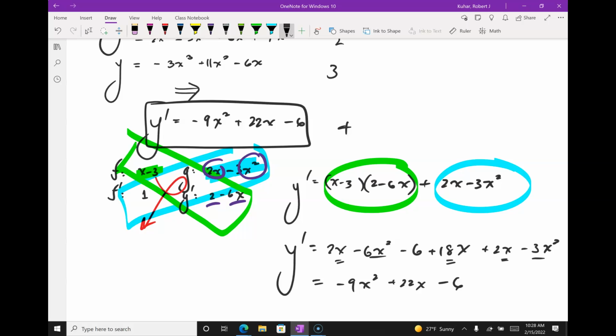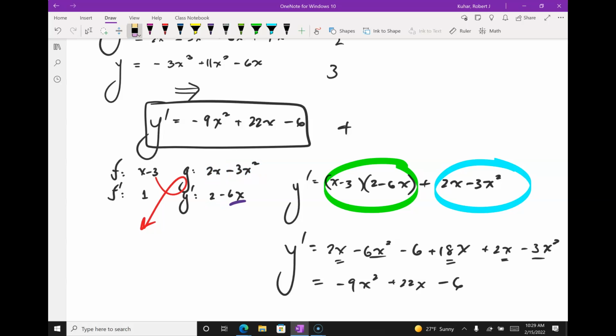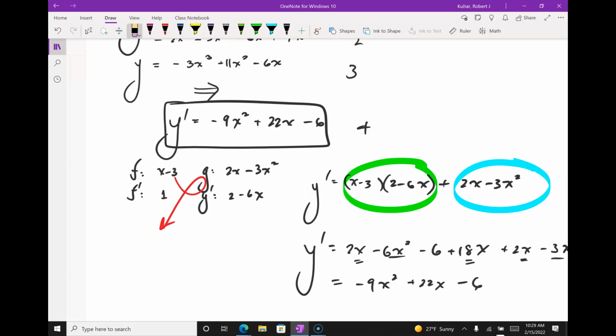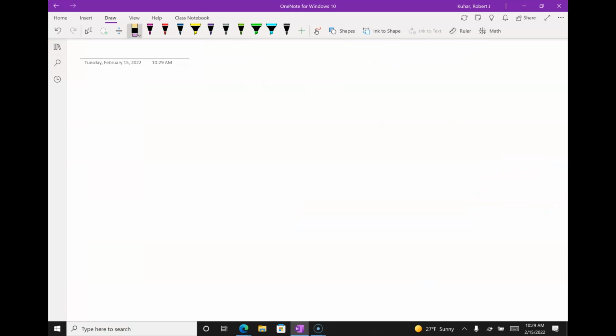Cool. Let's do one that's not so obvious, okay? And I'll sneak the chain rule in here too. Can I go to the next page? Yep. No, I'm in no rush. Nice. Let's do a product rule that's not so obvious.